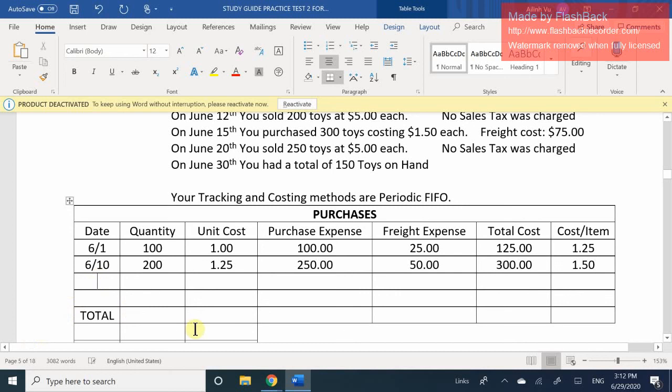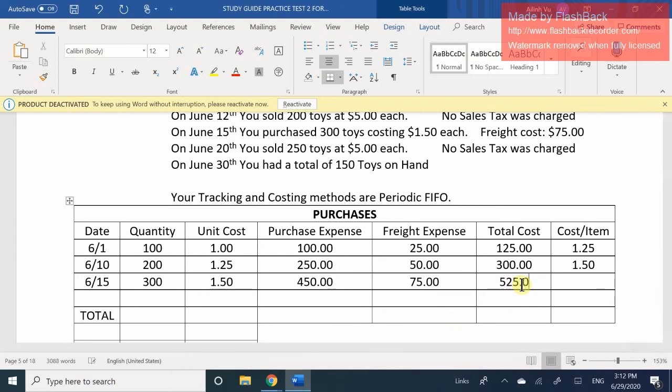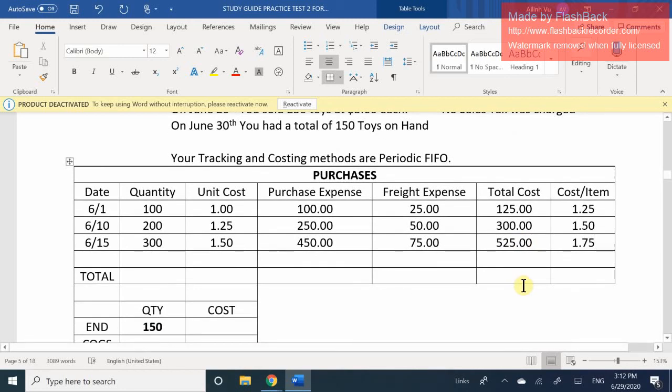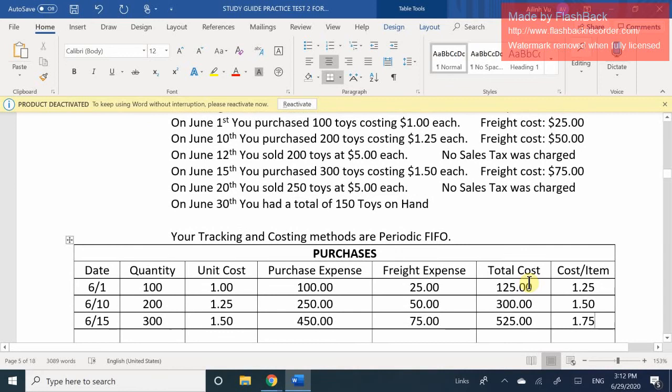You purchased 100 toys at $1.50 each, and it was $150. And the freight is $75. Total cost is $225. The cost per item is $1.75. Good. All right. What else happened next on June 20th? On June 20th, you sold again, so you don't worry about that. Okay. And what's the next after that?